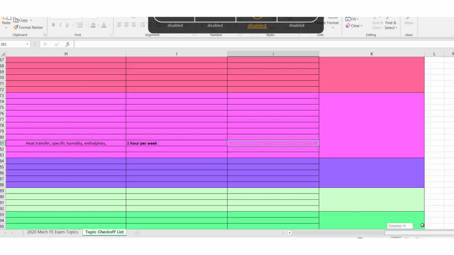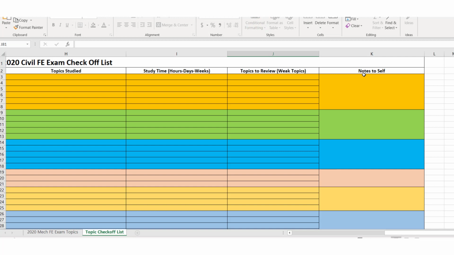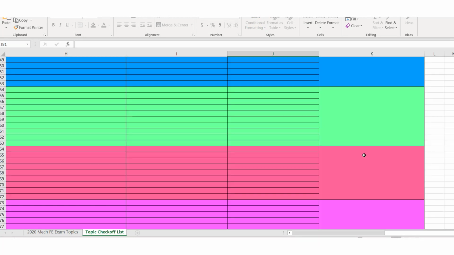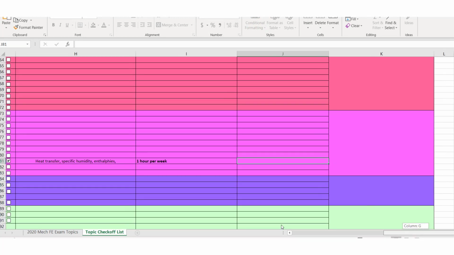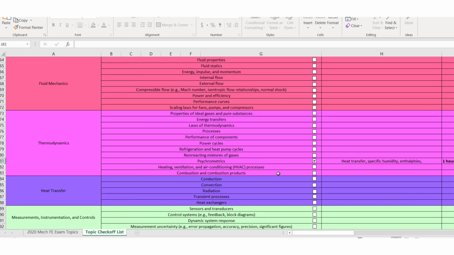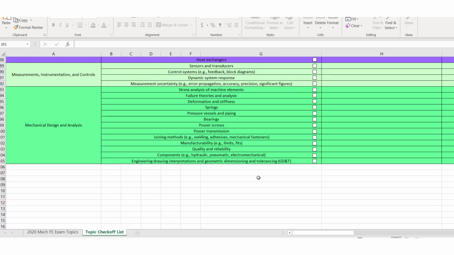And the last thing is just notes to yourself. You can put whatever you want in that column. But yeah, this is mainly just a topic checkoff list, and all you have to do is check these off, and it's going to be free.